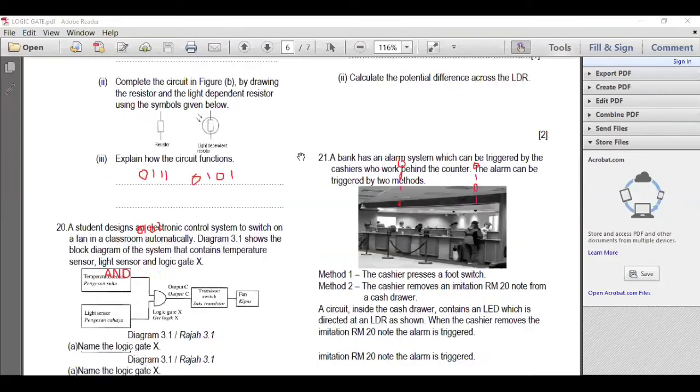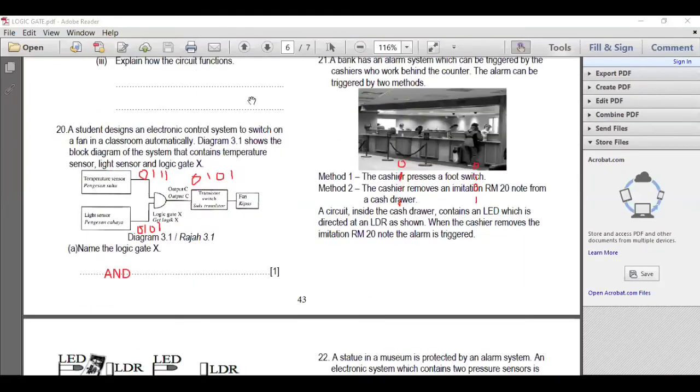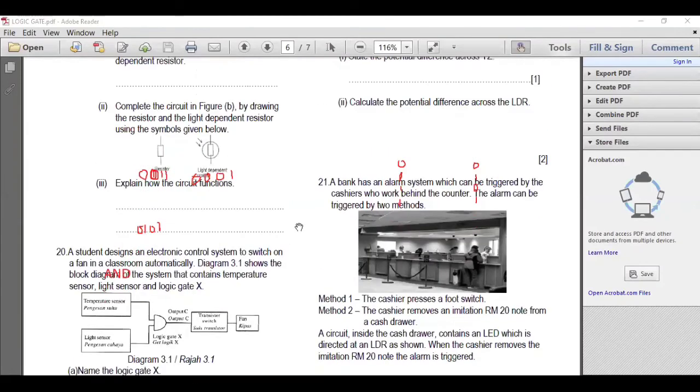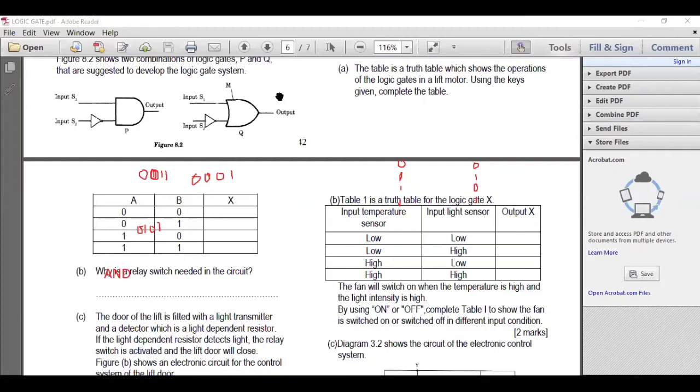Okay, sorry. You're supposed to be 0. So the inputs are 0, 0, 1, 1, 0, 1, 0, 1, right? So you get 0, 0, 0, 1. So the answer will be 0, 0, 0, 1.